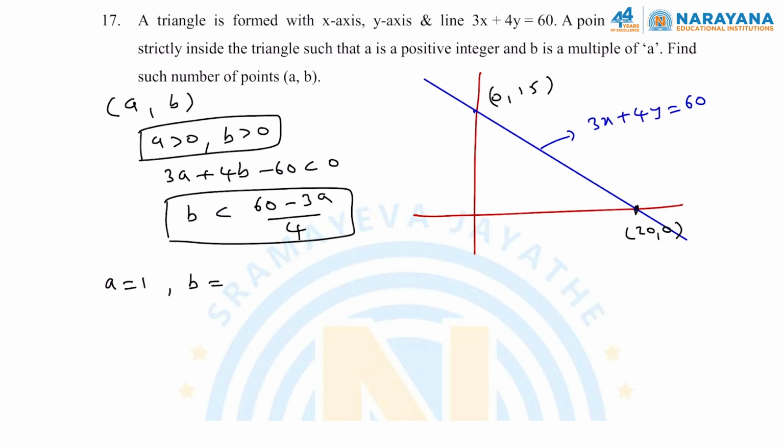So I can take b as 1, 2, 3 and so on, till this is satisfying. If I am substituting a equal to 1, b should be less than (60 minus 3) by 4. So b should be less than 57 by 4, which is approximately 14. So we will get here 14 ordered pairs.